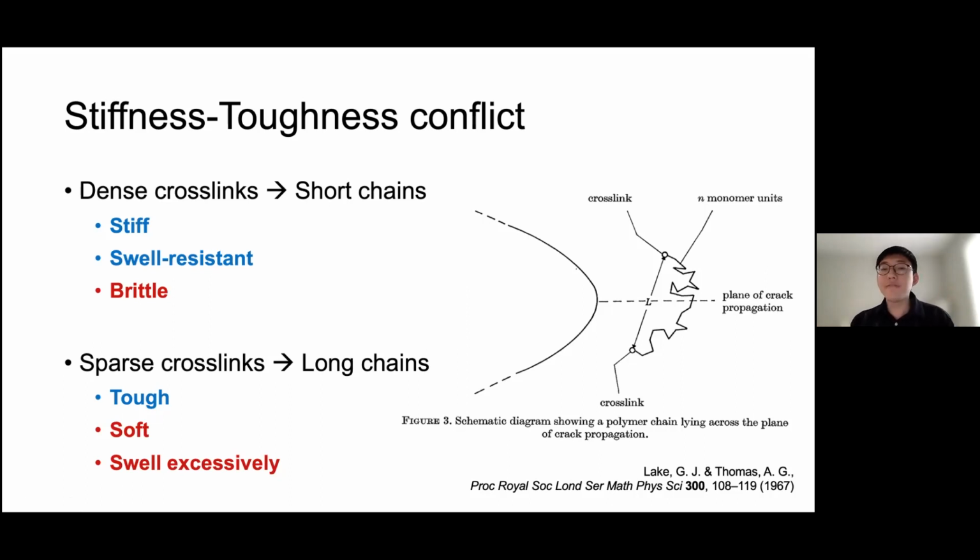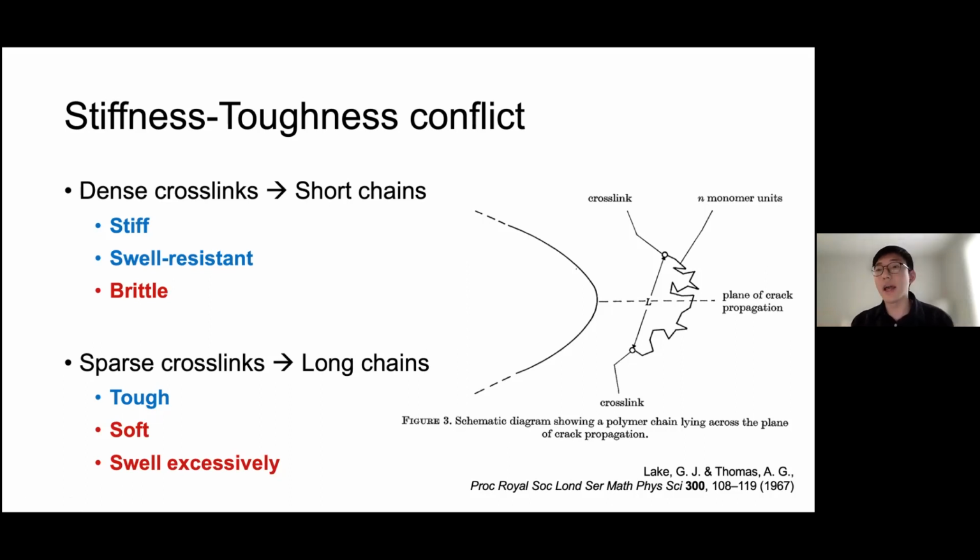Okay, let's make tough materials. Then we can just put in fewer crosslinkers, making chains longer and storing more energy. Then you can make the material tough. But at the same time, you cannot increase the stiffness. Then the material becomes extremely soft.